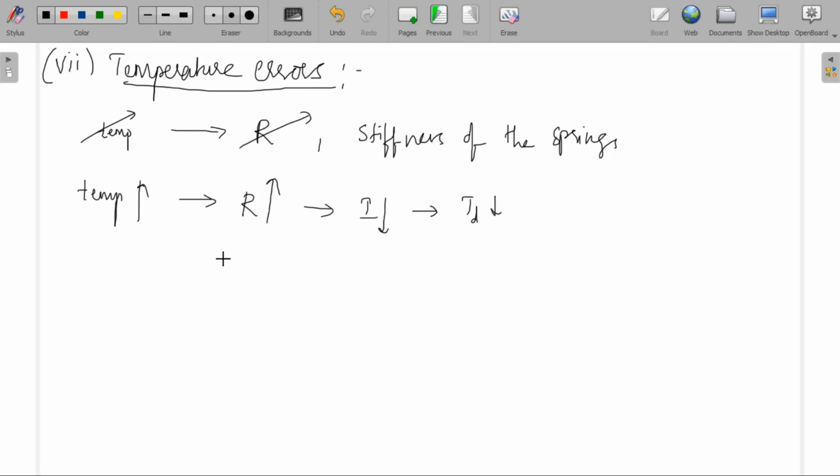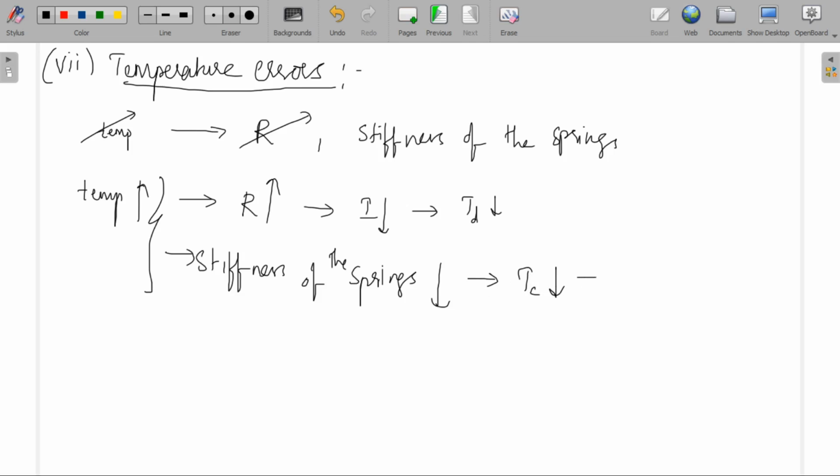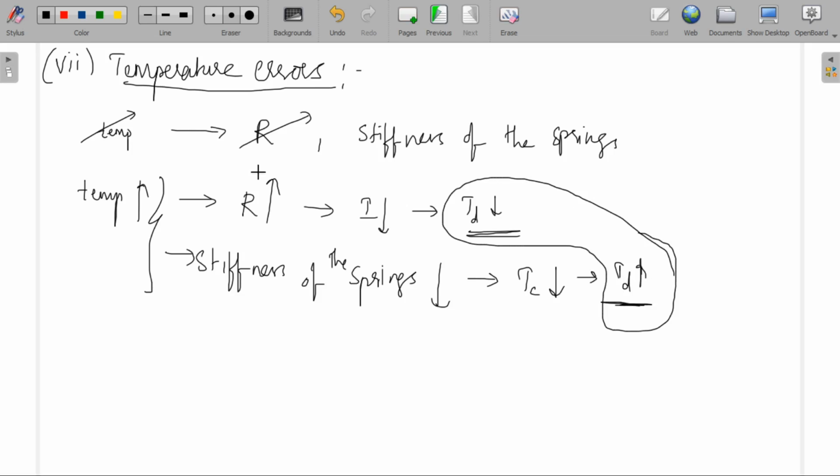Now, coming to the stiffness of spring, with the increase in temperature, stiffness of the springs will be decreasing. If it is decreasing means TC will be decreasing. If TC is decreasing means TD will be increasing. Okay, here TD will be decreasing, here TD will be increasing. Both are opposite effects, and both effects will get nullified.